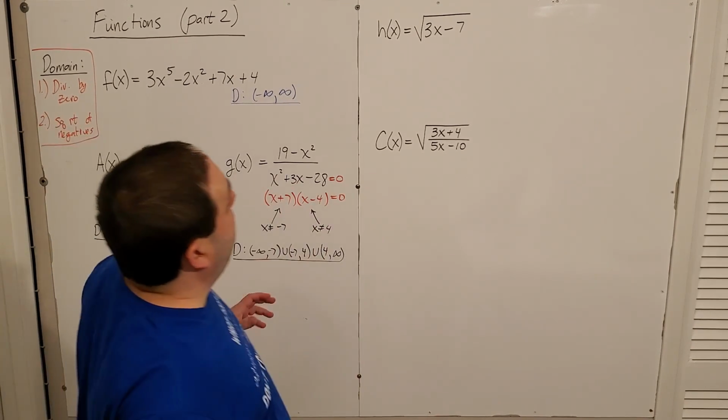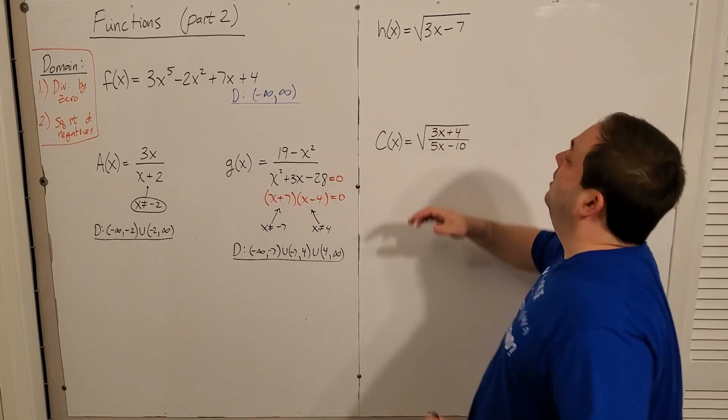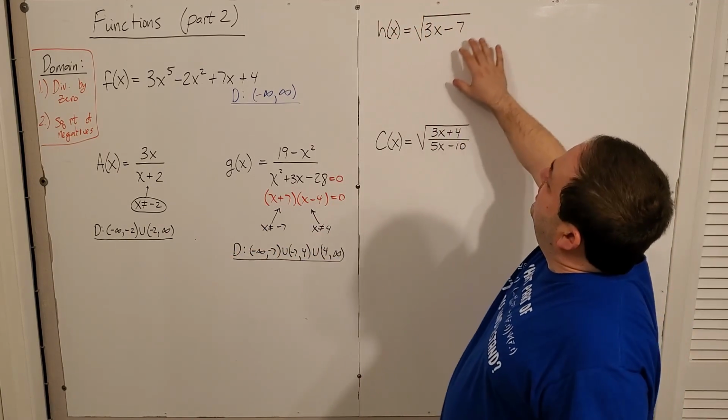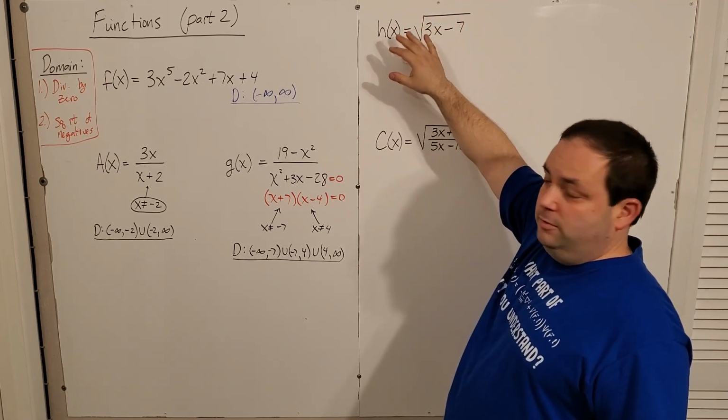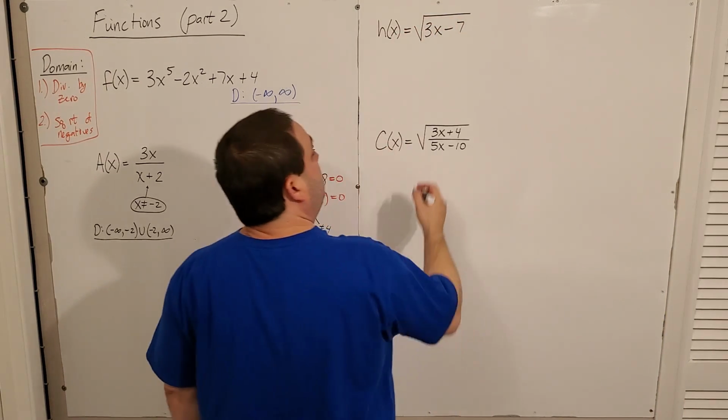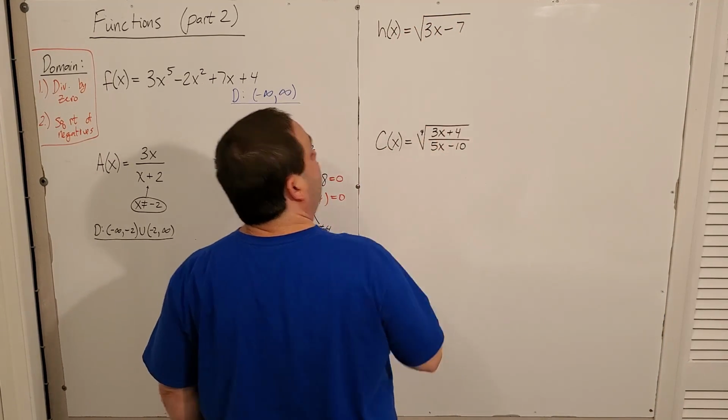Okay, so we're going to switch gears again here. I've got h of x is equal to 3x minus 7 under a square root. Okay, and you know what, just to emphasize what I said earlier, I'm going to change this one too to a 4th root.